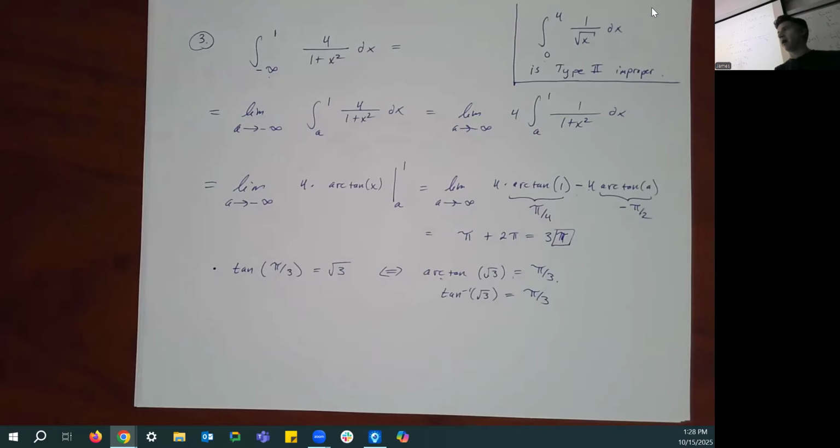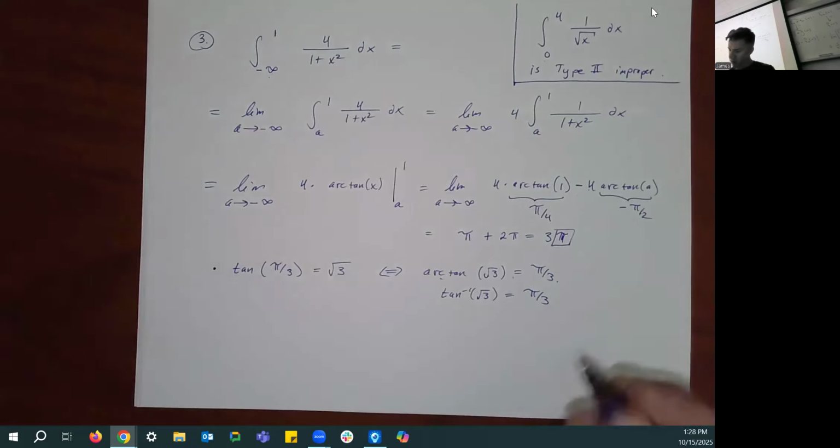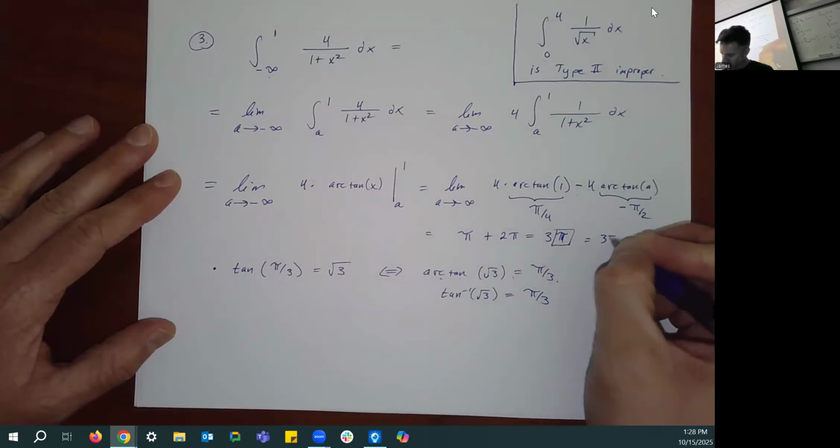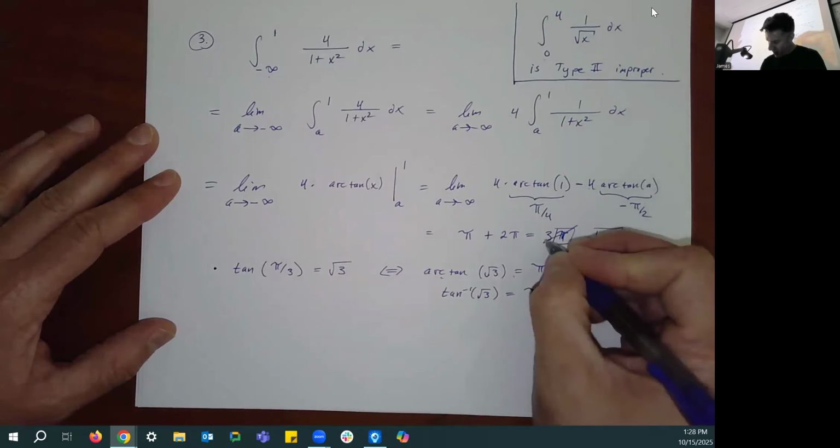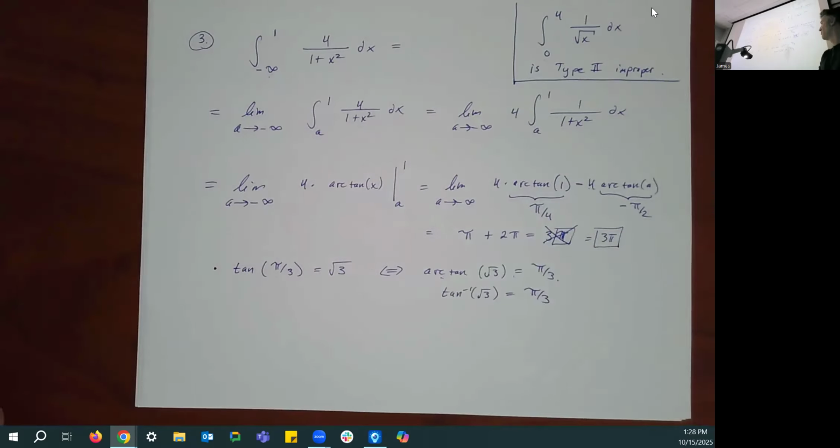I don't know why I boxed the pi and not the 3. That seems really weird. Let's try that again, 3 pi. We want all of that answer, not just the pi part. Sorry.